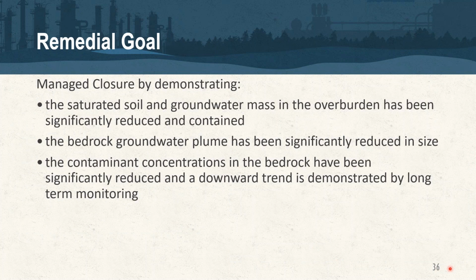So the remedial goal for this site, because of the facility type and the situation of inaccessible source mass located beneath the structure, managed closure was selected by demonstrating that significant reductions in contaminant mass in overburden, both soil and groundwater, had to be shown, and shown that it had been reduced to contained. The bedrock groundwater plume had to also show a significant reduction in size, and demonstrating overall a downward trend in contaminant concentration through long-term monitoring had to be demonstrated as well. Next slide, please.